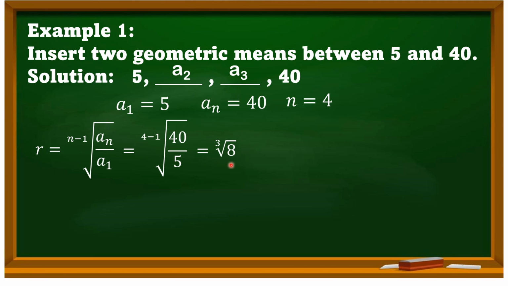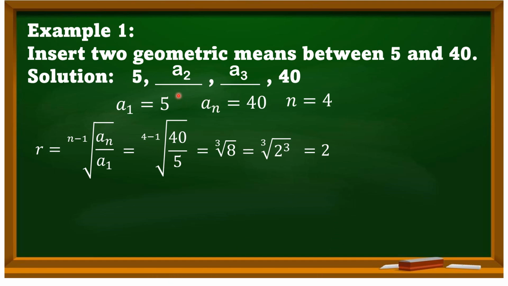Then we determine the cube root of 8. 8 is the same as 2 times 2 times 2. The factors of 8 are 2 times 2 times 2, which is also the same as 2 cubed. We can now write the cube root of 8 as the cube root of 2 cubed. Simplifying this, the value of r is 2. The common ratio of the given geometric sequence is 2.